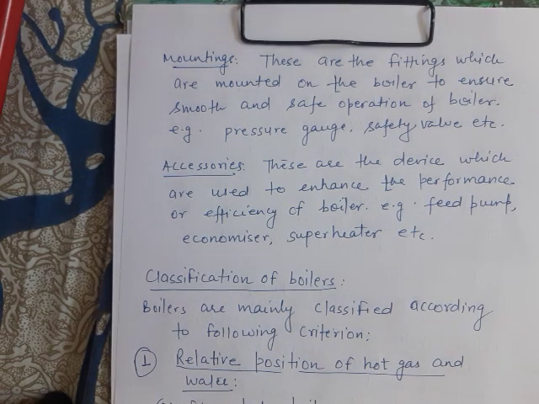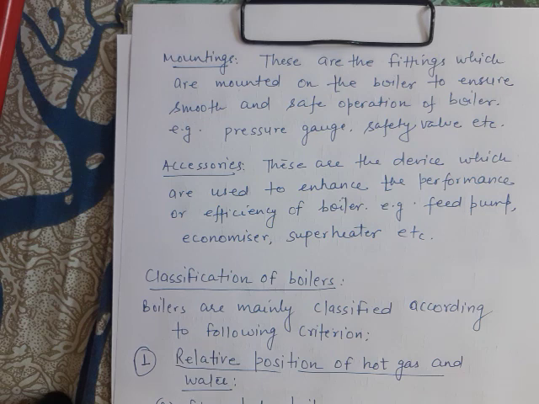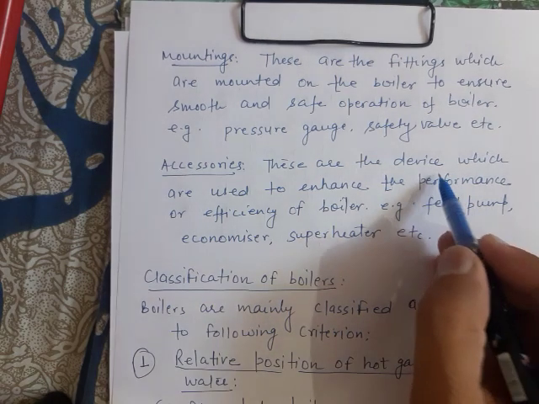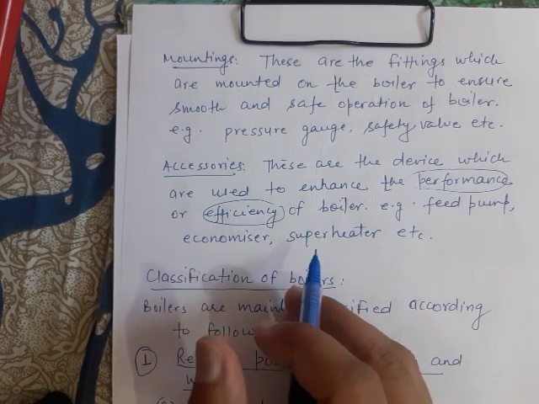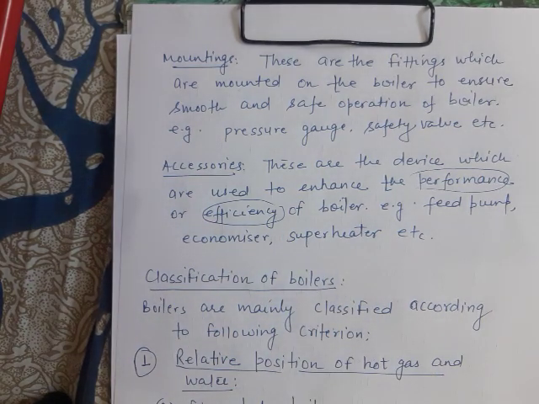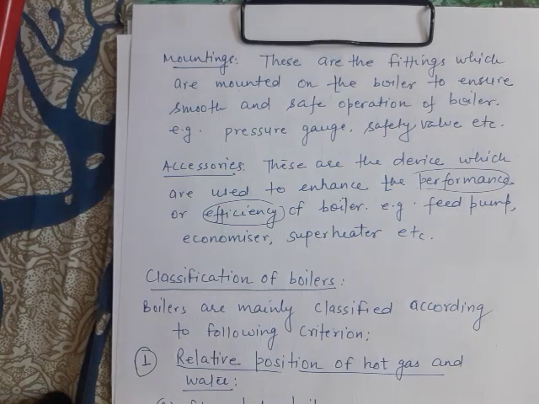Now accessories. As the name itself implies, accessories are not the essential parts of the boiler. Without accessories, a boiler can function, but accessories assist in enhancing or increasing the performance or efficiency of the boiler. Please note the words performance and efficiency of the boiler. Without accessories, the boiler can function, but with accessories, the efficiency of the boiler operation is increased.